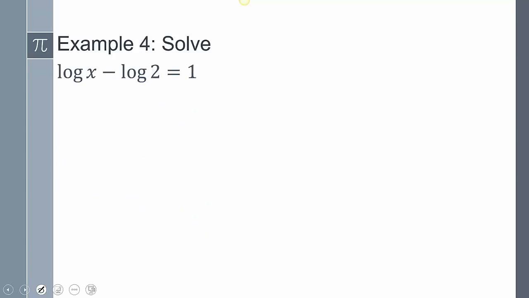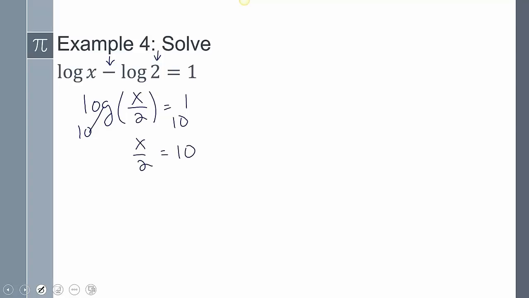Next one. So, same idea. I have these two logs. I don't want those two logs. So, combining them together, because this is a negative, that 2 is going to go into the denominator. So, combining it into one logarithm, x over 2, then changing the base, right? That's 10 to the first power. So to get rid of that 2 in the denominator, multiply both sides by 2. X equals 20.